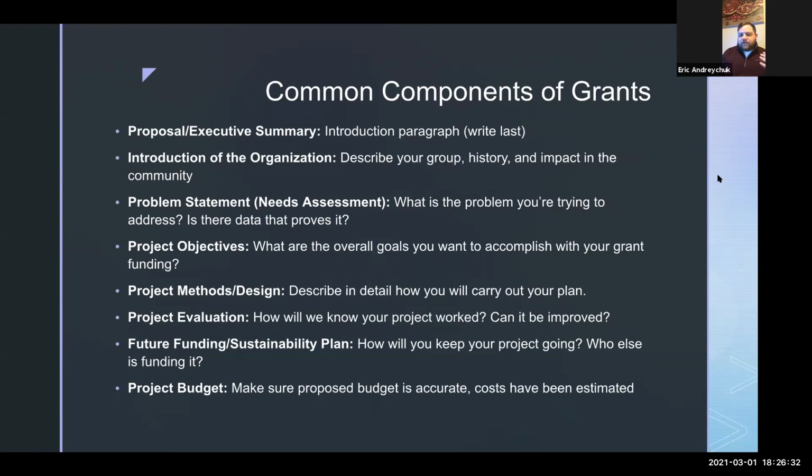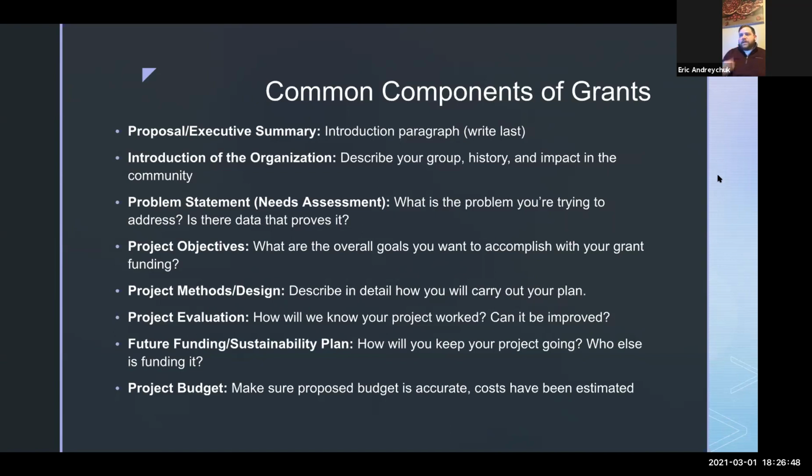Where's the history? So why did this get started? Why did your organization, your nonprofit, get working in this space? Why is your focus area, for instance, education? Why do you want to help impact youth? And what have you done in the community?